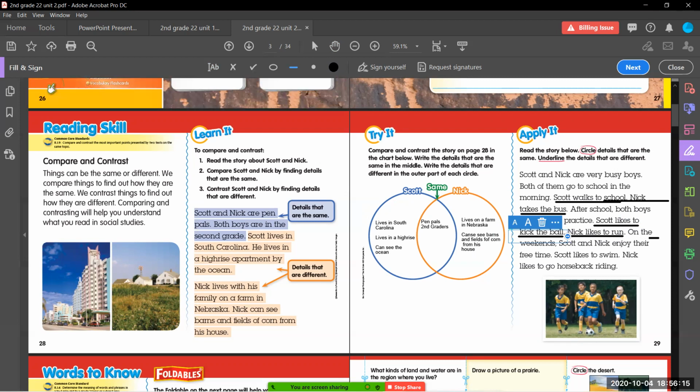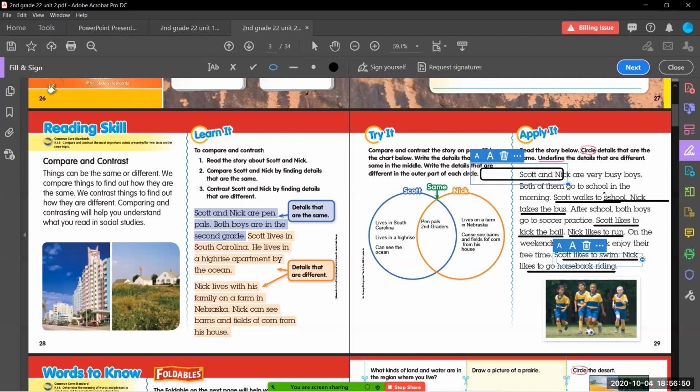On the weekend, Scott and Nick enjoy their free time. So that's something that's comparing, that's both of them. Scott likes to swim. You know, that's something that's only for Scott. And then Nick likes to go horseback riding. So I can extend these out. Now the parts that are the same. Oh, I can circle. Fantastic.